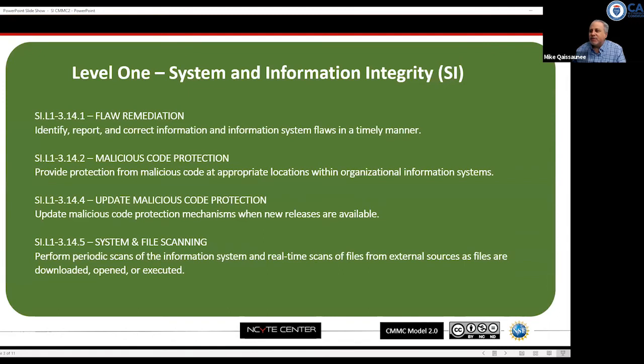So here we do have a level one capability. The first one here is flaw remediation: identify, report, and correct information and information system flaws in a timely manner. Malicious code protection: provide protection from malicious code at appropriate locations within our systems. Update malicious code protection when new releases are available. And system and file scanning: periodic scans of information systems and real-time scans of files from external sources as files are downloaded, opened, or executed.